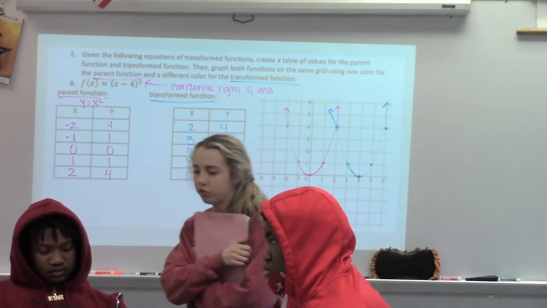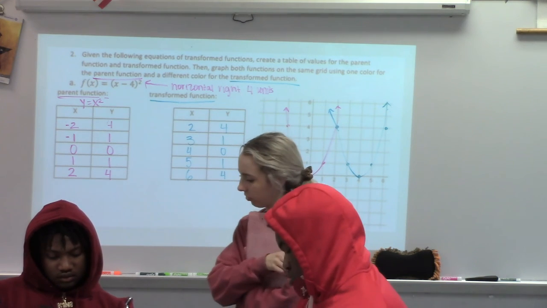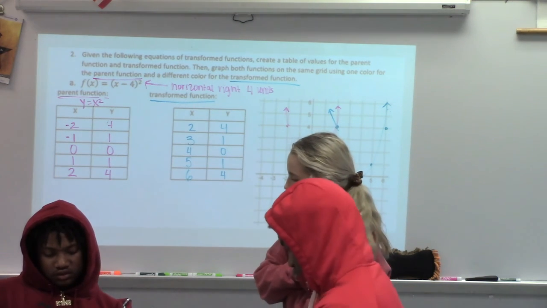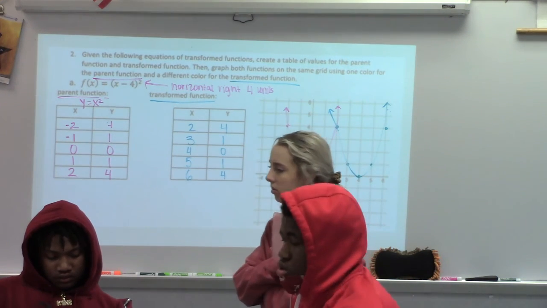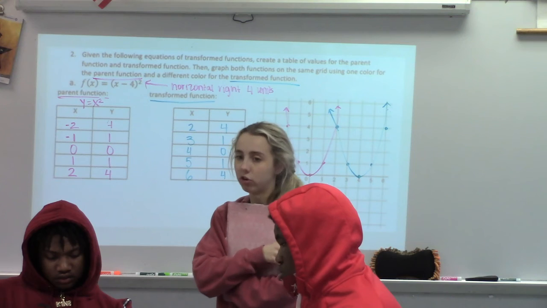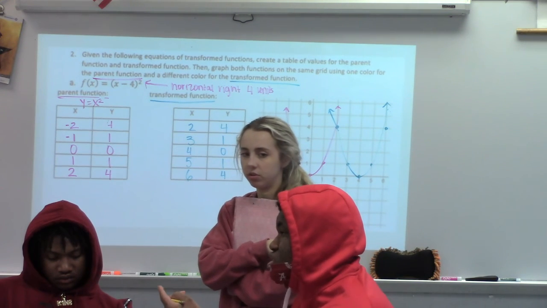Well, just to remember, taking the absolute value of it doesn't change the value. Okay, so after you get that parent function, what transformations have been applied in that equation?